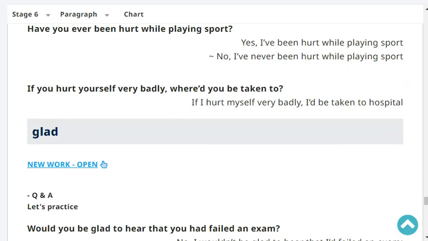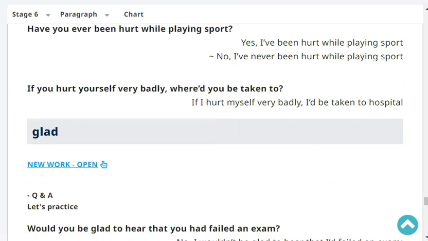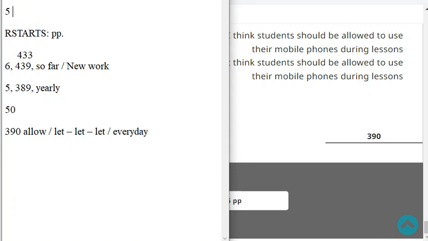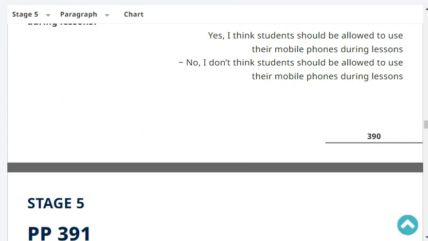Okay, so now let's move on to reading. Okay, so our reading is at stage 5, page 389. Okay, and our last headword was yearly. Okay, please start at page 390. Allow, let, every day. Okay. What's the difference between allow and let?